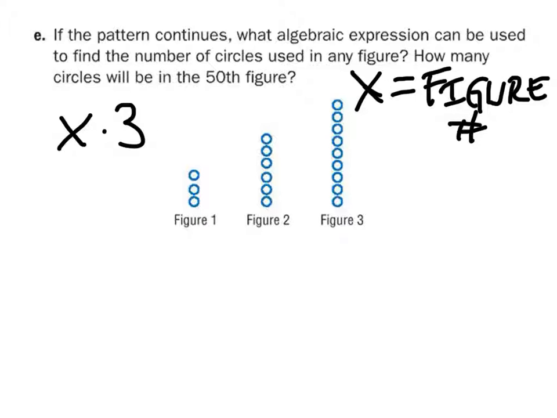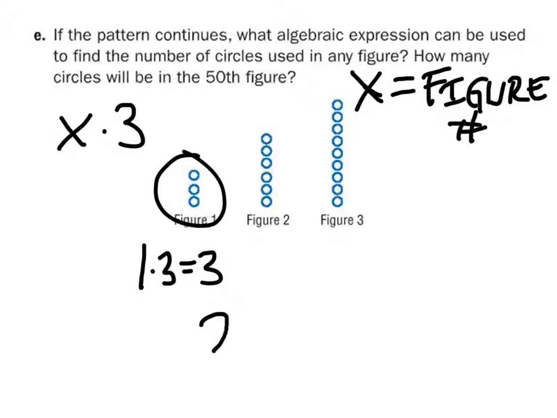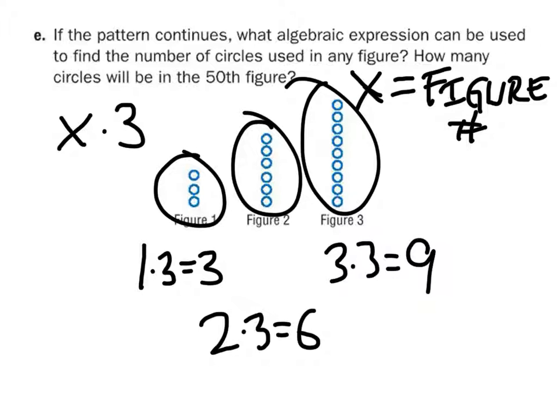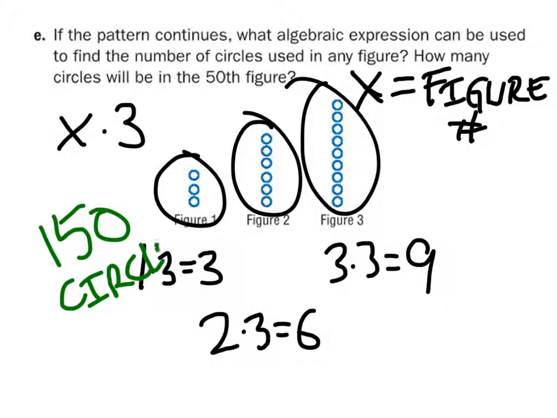Well, let's find out. Figure 1, you'd have 1 times 3, which is 3. That's good. What about figure 2? Well, that's 2 times 3, which is 6. Bam. And figure 3 would be 3 times 3, which is 9, and that is good. Okay? So how many are in the 50th figure? 150. Nate? 150 circles. All right.